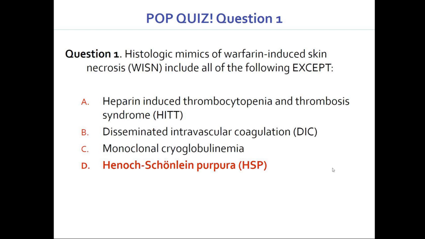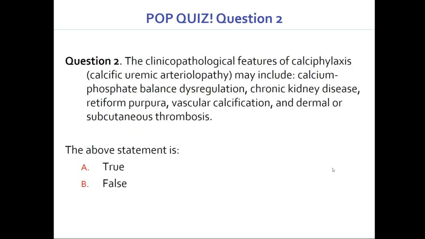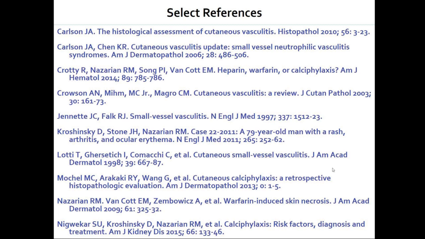Let's have another question. Question 2. The clinical pathologic features of calciphylaxis can include calcium phosphate balance dysregulation, chronic kidney disease, retiform purpura, vascular calcification, and dermal or subcutaneous thrombosis. Is this statement A, true, or B, false? It is true.